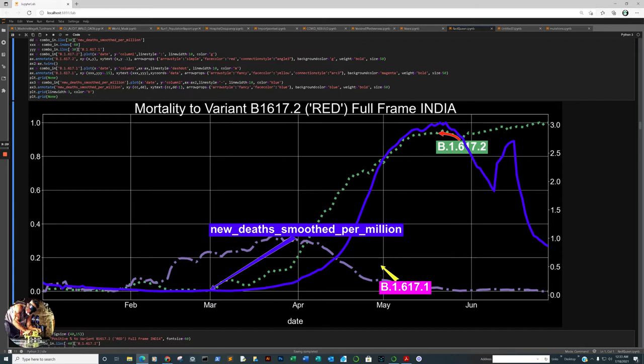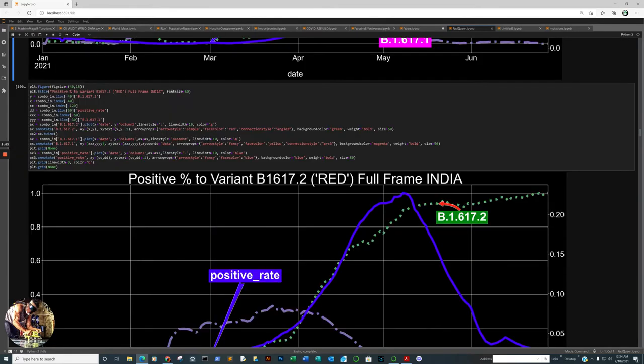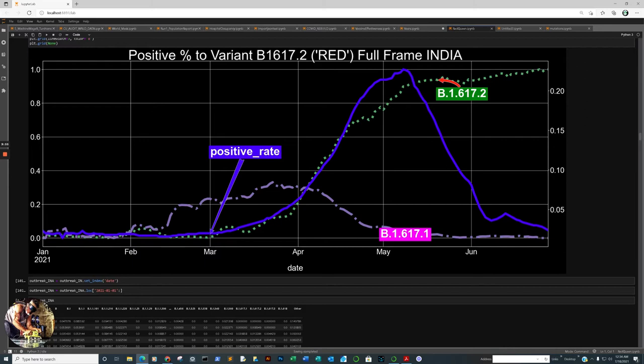How is what the major media, I don't like using the word major media, what the predominant media at the time, the bias that's installed, doesn't mean it's not correct, but the assumption that they're making, is it correct? Let's put it that way. So there's your mortality rate after B1617.2 has taken almost full hold in India. There's that. There is your positivity rate.